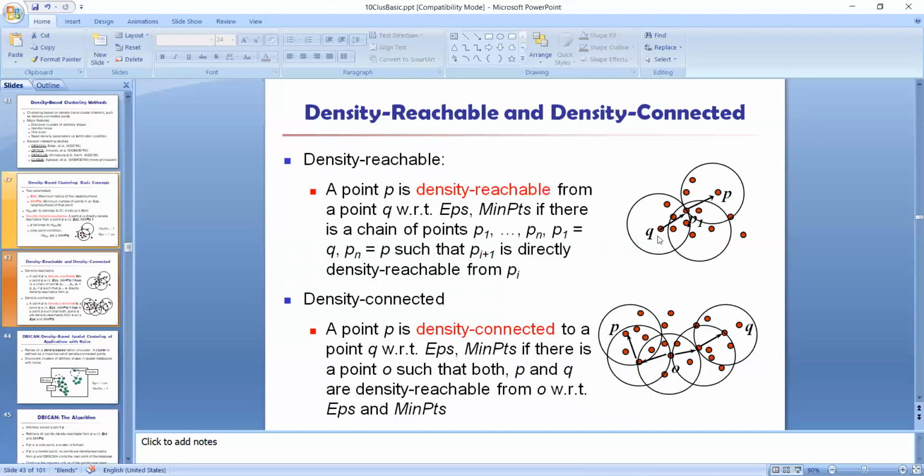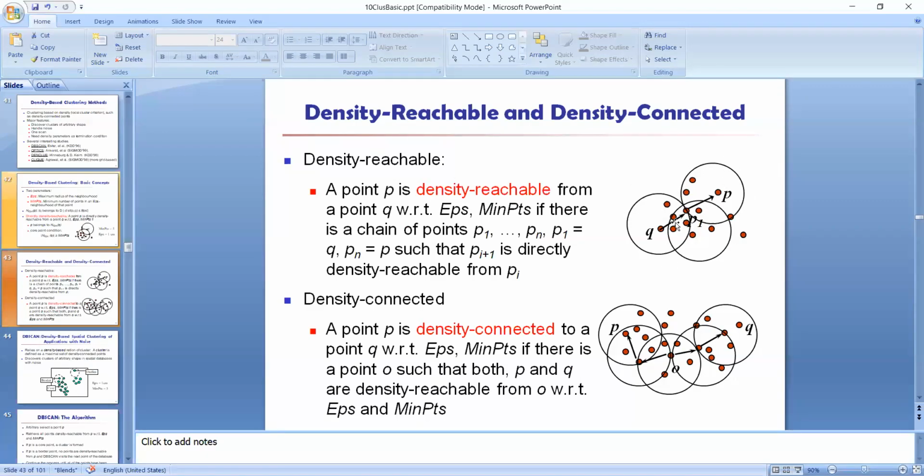So I can tell that if Q, then P is density reachable from Q, not directly density reachable from Q. P is density reachable from Q. That is the difference between directly density reachable and density reachable. In the case of density reachable, if we can make a chain of points, then it is density reachable. So from Q to P1, we can have a density reachable. From P1 to P, again it is density reachable.